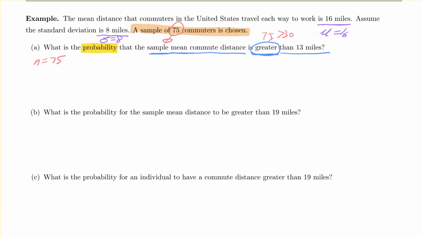What this problem is asking is: what is the probability that the mean distance of those 75 commuters is greater than 13 miles? We sample 75 commuters. What is the probability that the average commute distance of those 75 commuters is greater than 13 miles? That's what this problem is asking. So let's find the z-score. Because it's a sample mean of 75, we have to use this formula to find the z-score.